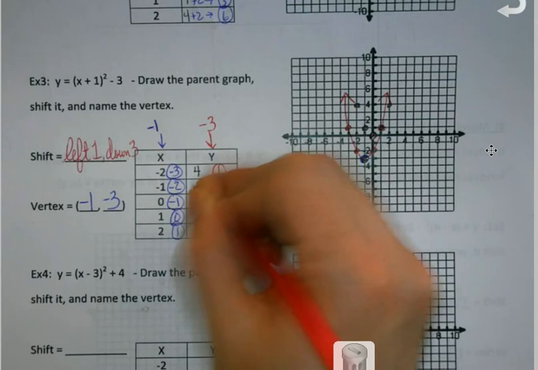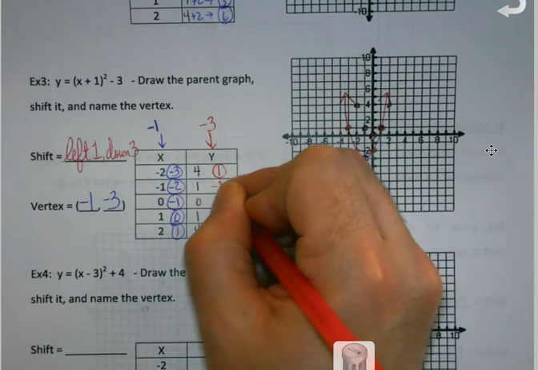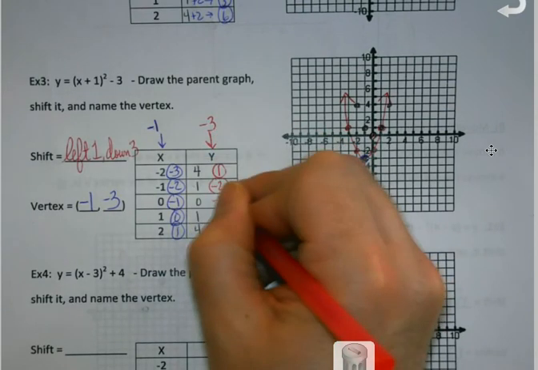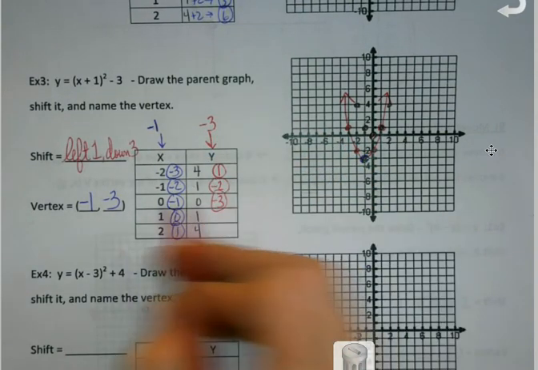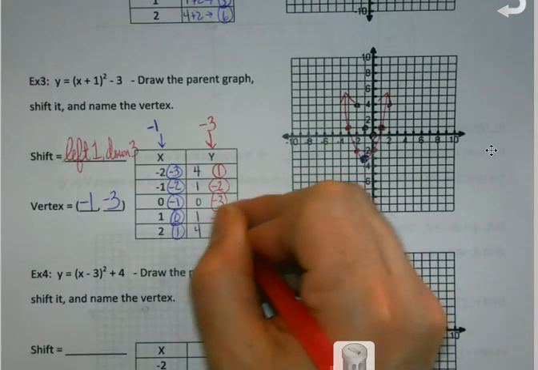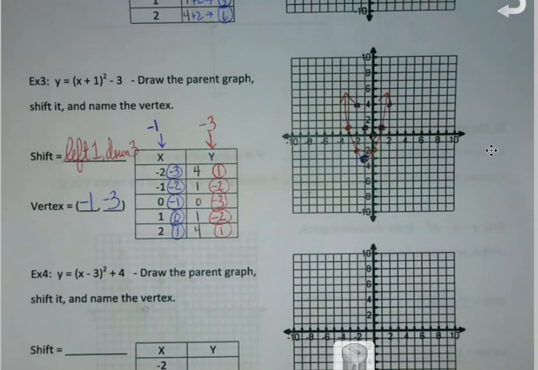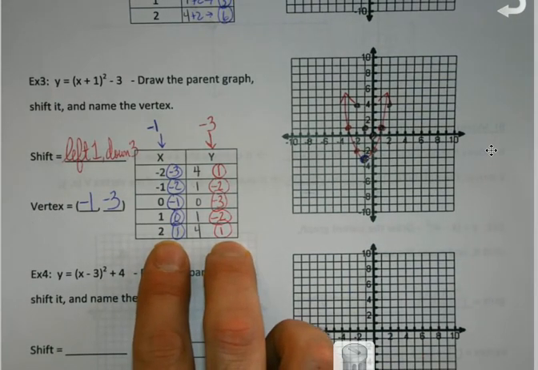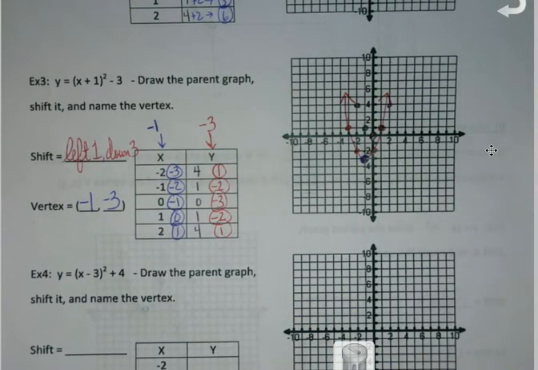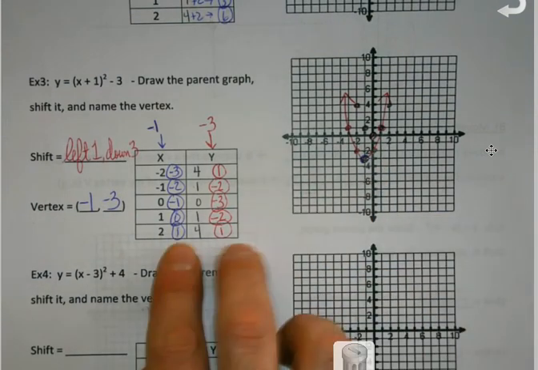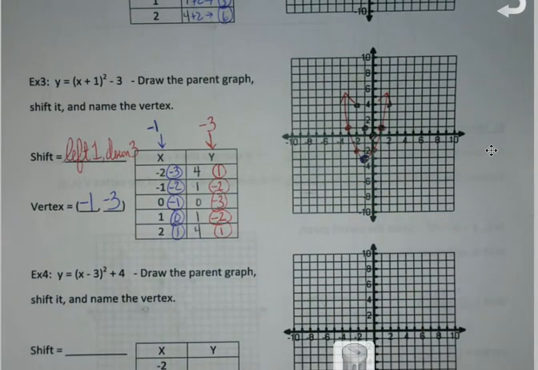So 1, -2, -3. There's my vertex. -2 and 1. And I can check all my points, and I see they're all the same. Now, do I have to do this chart thing each time? No. But again, if you're not as visual, if you like adding and subtracting the numbers instead of doing these shifts, it's a way you can do it. It's a way you can come up with the values.